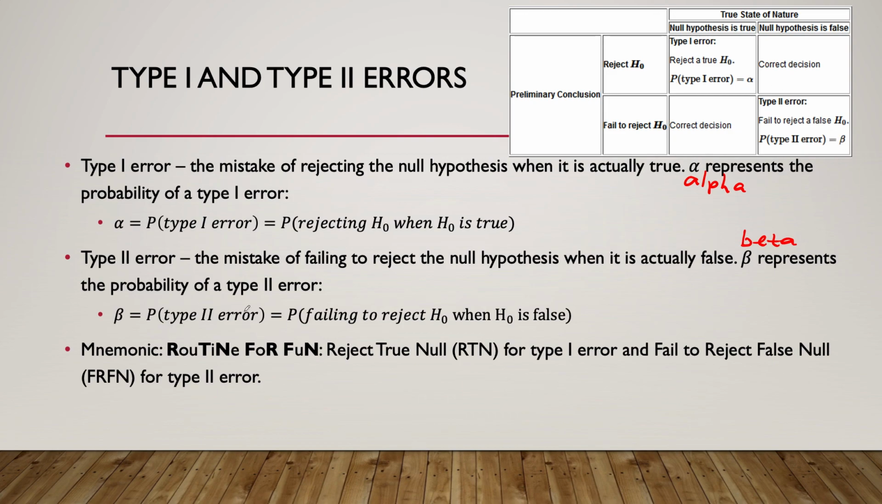The mnemonic that we could use for this is "routine for fun." Reject true null, so RTN, for type 1 error, and fail to reject false null, that's FRFN, for a type 2 error. So this is this mnemonic device, looking at the consonants of this particular phrase.